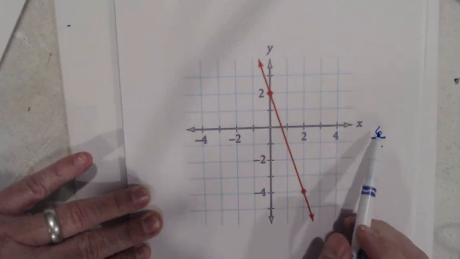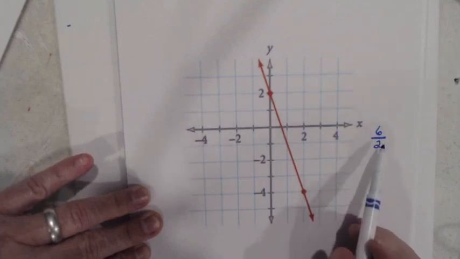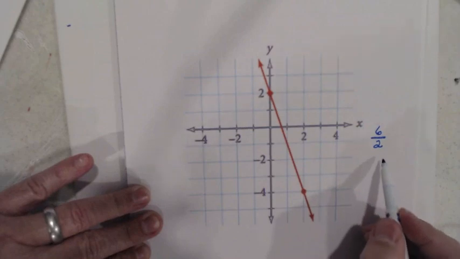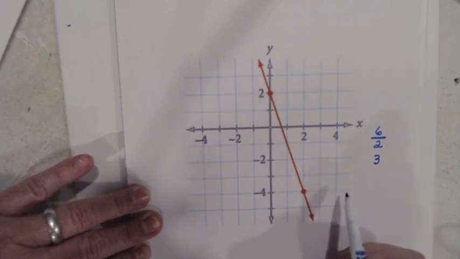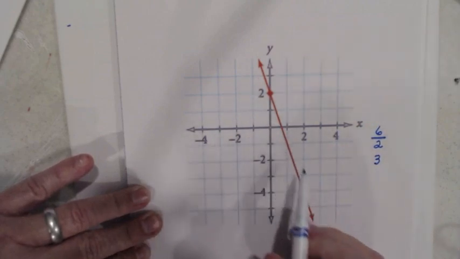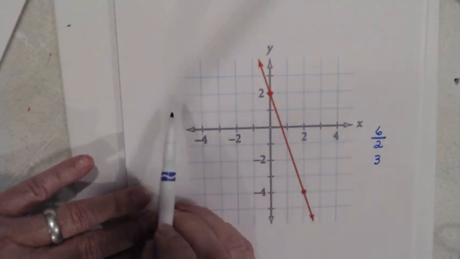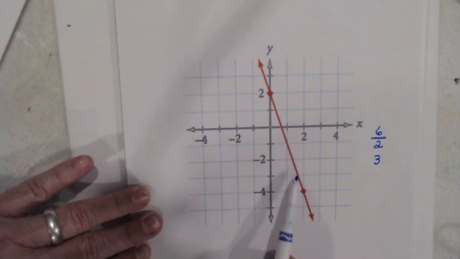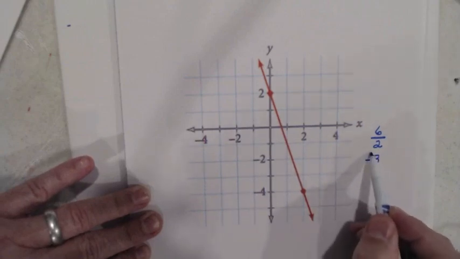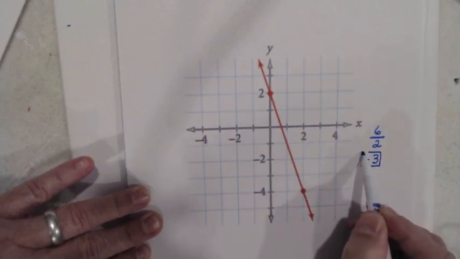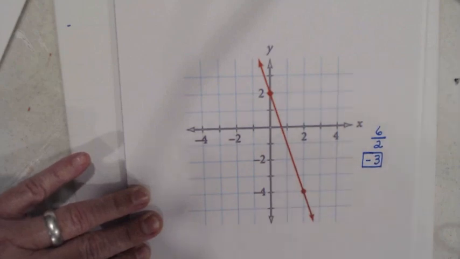This is a situation where I can actually divide these numbers. 6 divided by 2 is 3. And then I determine by looking at the graph whether this is going to be a positive 3 or a negative 3. So reading things left to right, this line's going down, this is negative 3. So not all answers are going to be fractions.